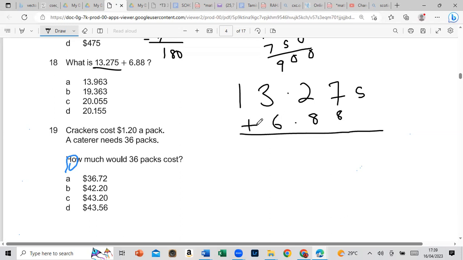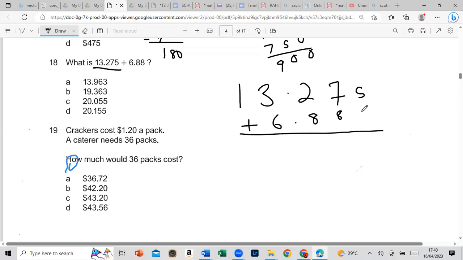Who else wants to tell us what they got? But remember, guys, it's decimal point under decimal point. Sir, the answer is D. D as in dog. Okay.